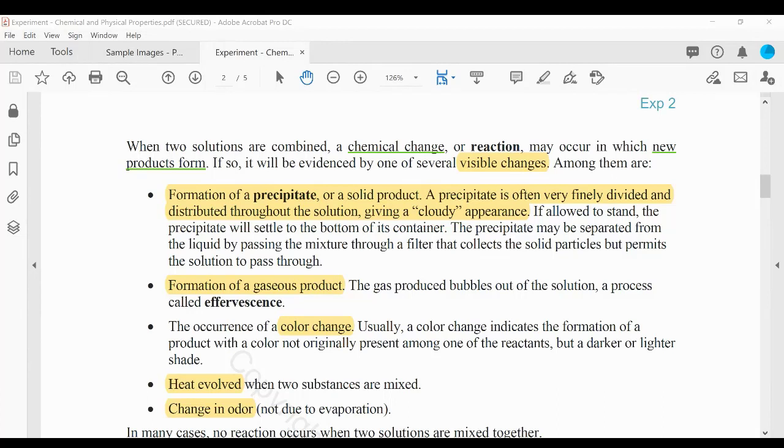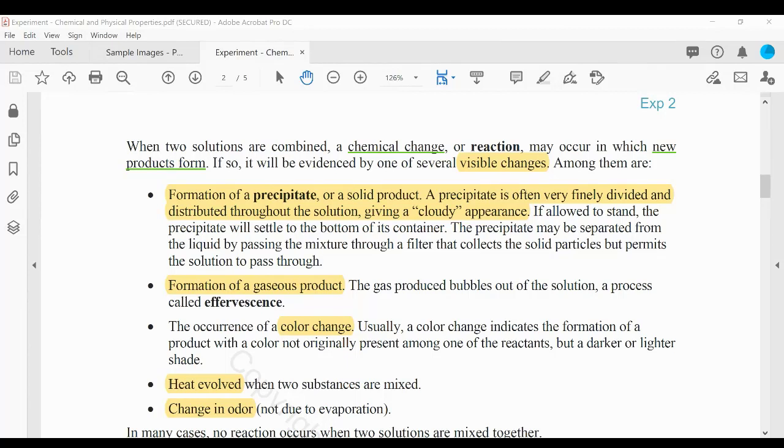One is heat evolved. Heat evolved, we have to be careful. I want to say that it is a sign that a chemical reaction occurred, but not always. If we say that chemical reactions always create heat, no. But if we say that heat is an indication of a chemical reaction, yes. Many times heat evolves when there is a chemical reaction. So take it with a grain of salt, but yes.